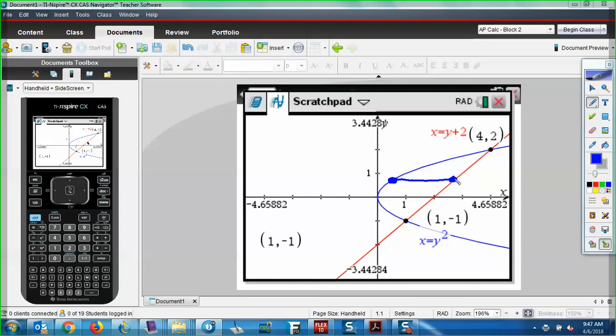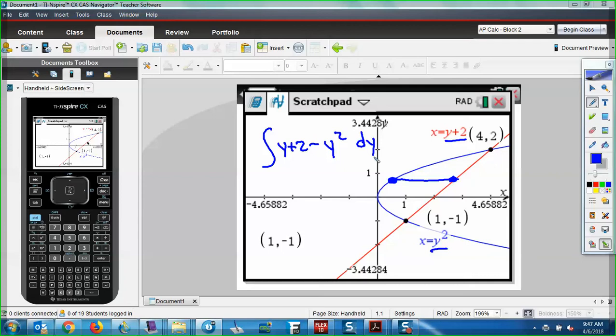Well, what is this red x-coordinate right here? What's the red x-coordinate? There you go. y plus 2 right there. x equals y plus 2. So the red x-coordinate is y plus 2 minus the blue x-coordinate, y squared, and then times the width.